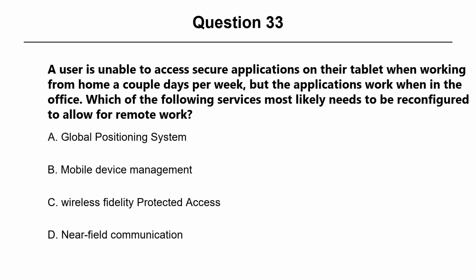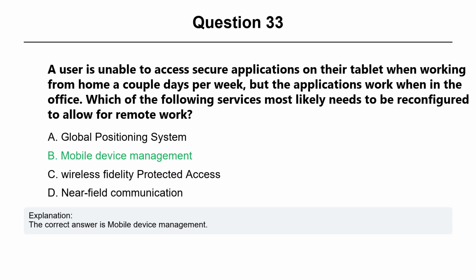Question 33. A user is unable to access secure applications on their tablet when working from home a couple days per week, but the applications work when in the office. Which of the following services most likely needs to be reconfigured to allow for remote work? Option A, Global Positioning System. Option B, Mobile Device Management. Option C, Wireless Fidelity Protected Access. Option D, Near-Field Communication. The correct answer is option B, Mobile Device Management.